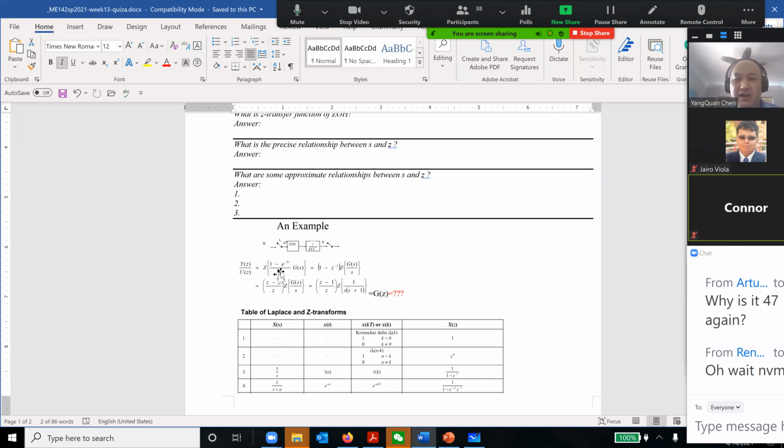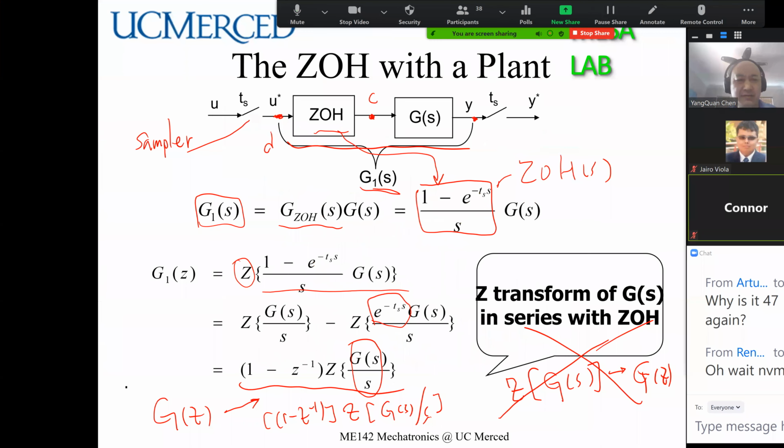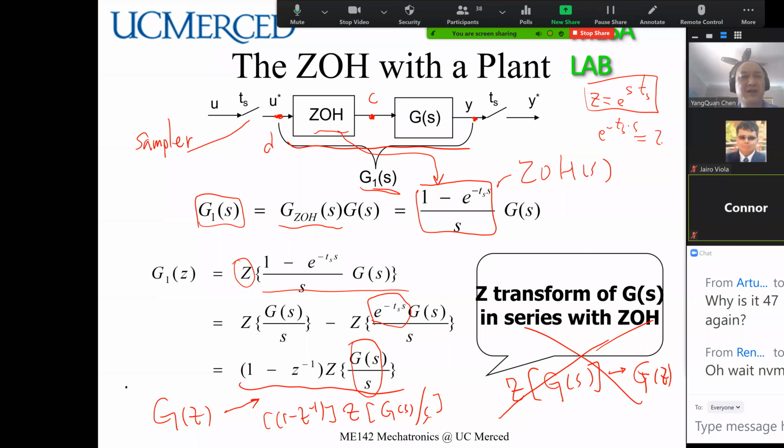And the ZOH here has the gate transfer function we have seen. So then this one is 1 minus Z to the minus 1. This is according to the definition we already learned, which is Z equals E to the power of S T S, okay? So therefore, E to the power of minus TS is a delay. It is my Z to the minus 1. So this is also delayed by one step, so it makes sense.